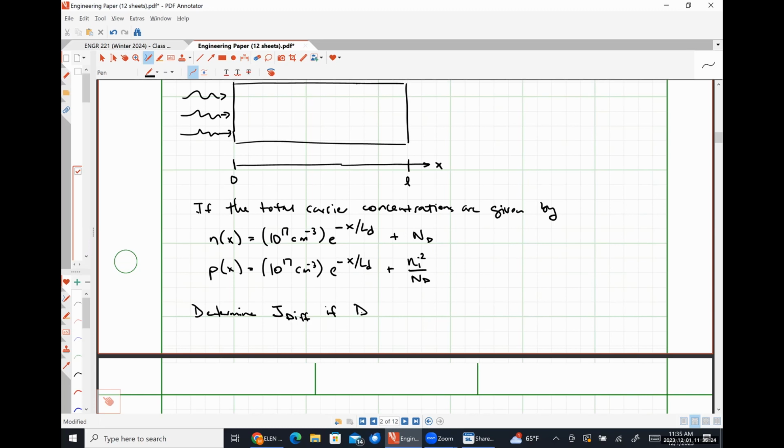If DN is 32.375 centimeters squared per second, DP is 12.95 centimeters squared per second, and our diffusion length LD is 2,500 microns.